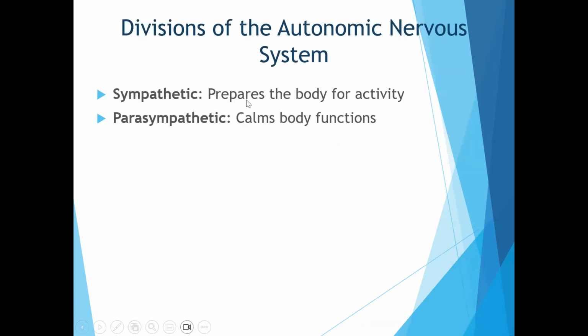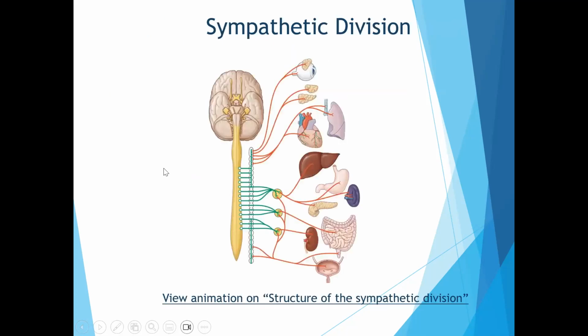Okay, so our sympathetic nervous system, that's kind of our fight or flight system. So that prepares the body for activity. Our parasympathetic is when we're kind of shutting things down. It's going to calm our body function. So those are our two different divisions of the autonomic nervous system. Okay, so as we said, our sympathetic division.